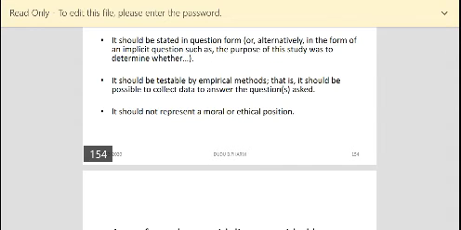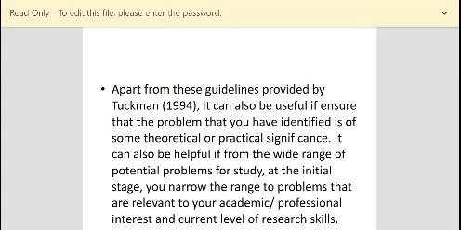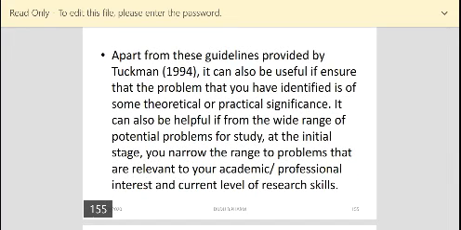It should not represent a moral or ethical position. We are going to see this in detail, the moral or ethical position. So, apart from this guideline provided by Tuckman 1994, it can also be useful if you ensure that the problem that you have identified is of some theoretical or practical significance. It can also be helpful if, from the wide range of potential problems for study at the initial stage, you narrowed the range to problems that are relevant to your academic, professional interest and current level of research skills.